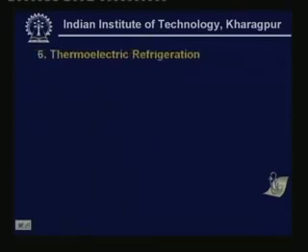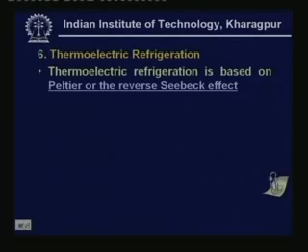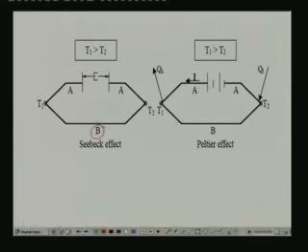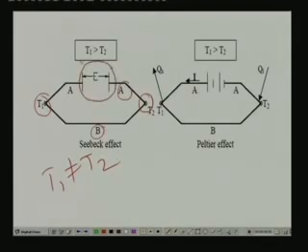Now let us look at thermoelectric refrigeration. Thermoelectric refrigeration is based on what is known as the Peltier or reverse Seebeck effect. So what is the Seebeck effect? Suppose we have two dissimilar materials A and B, and these two materials are joined. So we get two junctions, junction 1 and 2. If you maintain these two junctions at two different temperatures, that means T1 is not equal to T2, then you find that an EMF is developed because of this temperature difference. This effect is known as the Seebeck effect, and this is the principle behind temperature measurement using thermocouples.